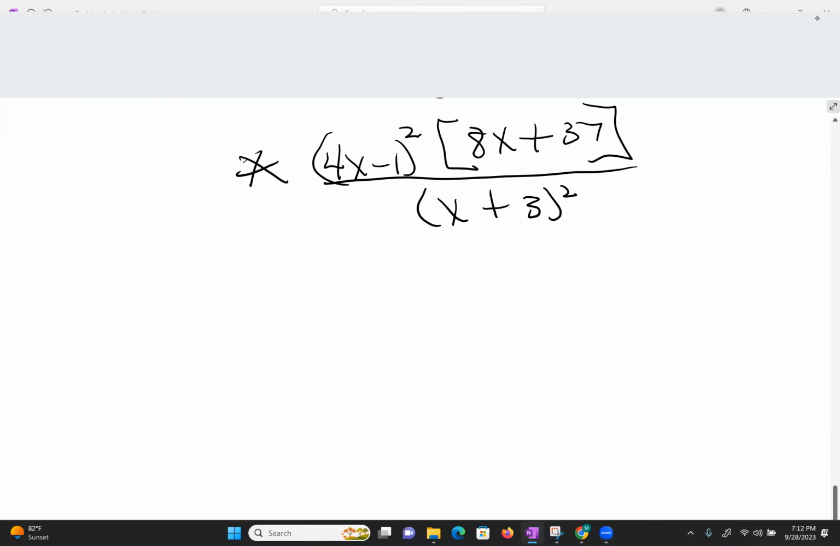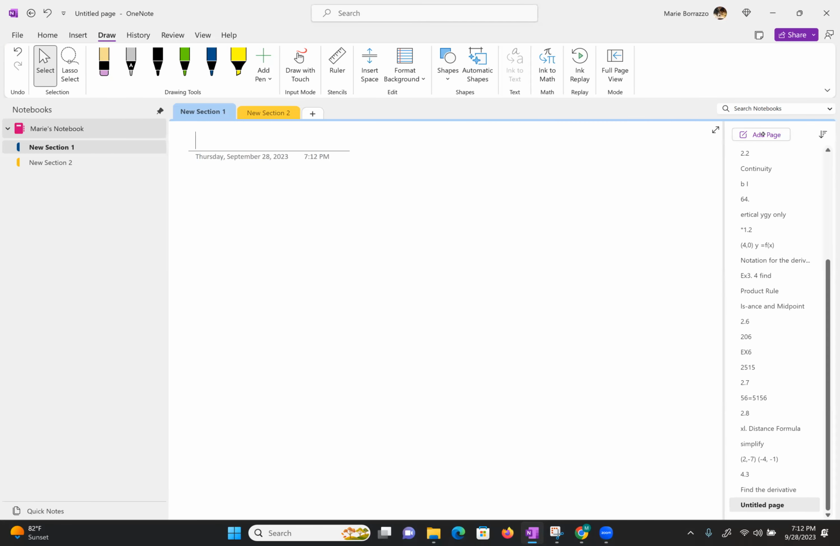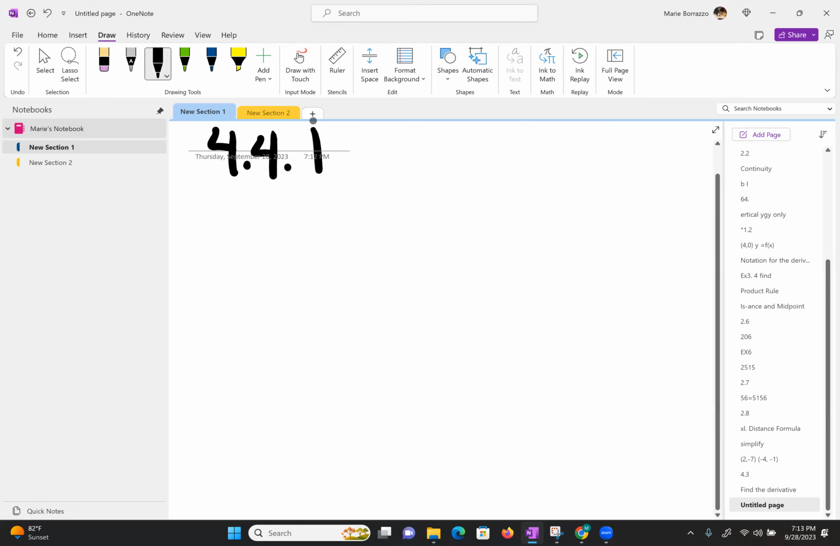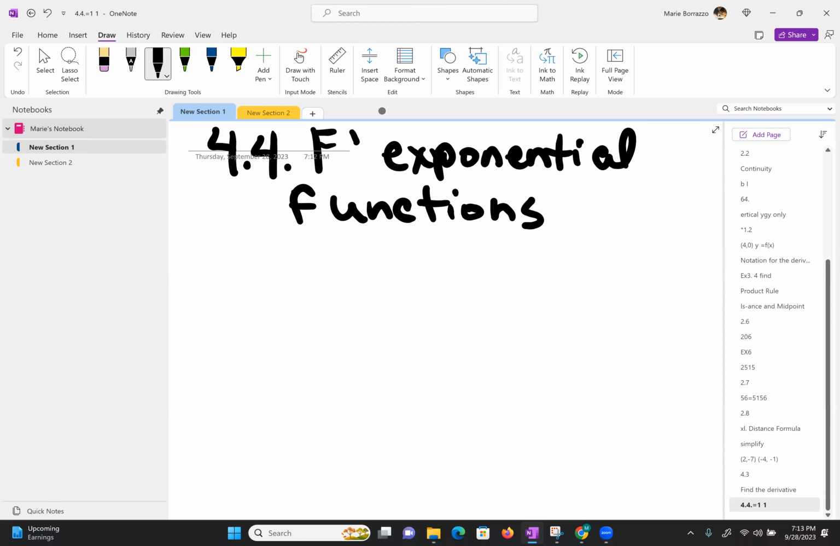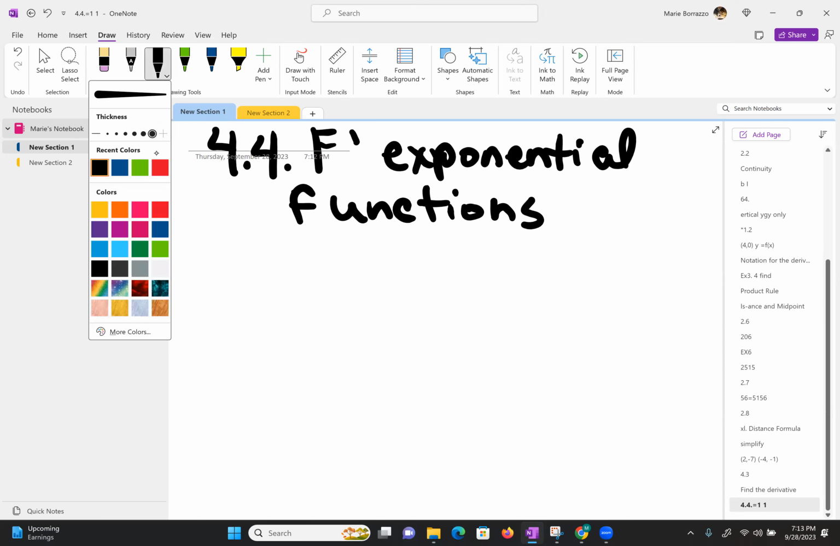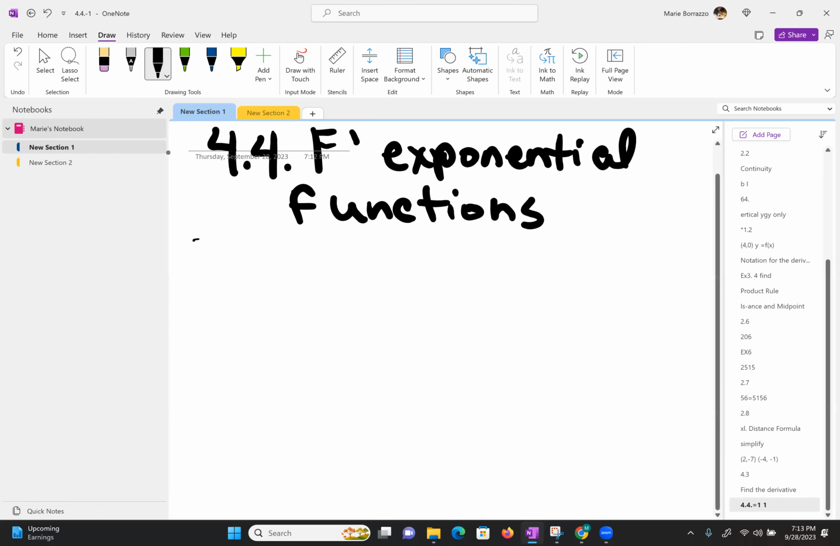As we finish today, we're going to learn a lot of really quick lessons or parts here. So let me close this and change pages. Okay, so this is section 4.4 in the book, and this is all about derivatives of exponential functions. There are a lot of rules here, so please listen carefully to these rules because they're going to evolve as we discuss them.